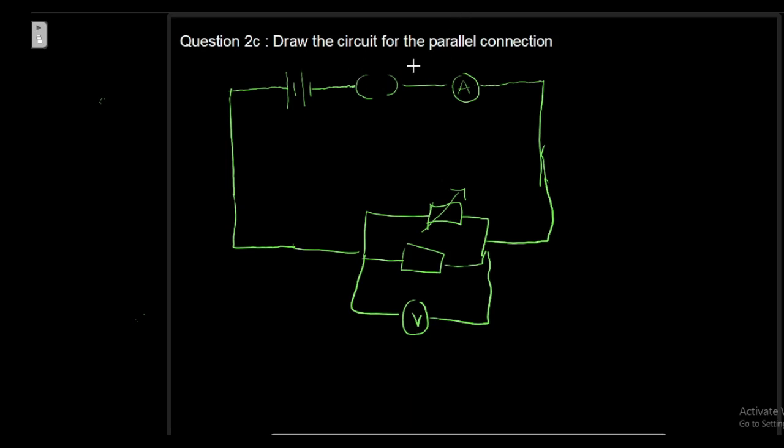Now for question 2C, they say draw the circuit for the parallel connection. This is what the circuit for the parallel connection looks like. The series connection is what came with the question, the practical itself. This is the circuit for parallel connection.